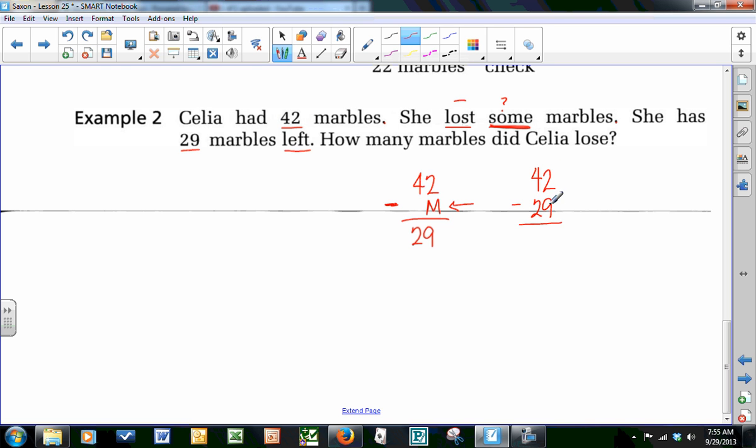And check in the ones column. Oops, 2 is smaller than 9. I better regroup. Cross out the 4. That becomes a 3. 10 plus 2 is now 12. Now I can continue my subtraction. 12 minus 9 is 3. And 3 minus 2, that's right, it's 1. So the answer to how many marbles did Celia lose is M equals 13 marbles.